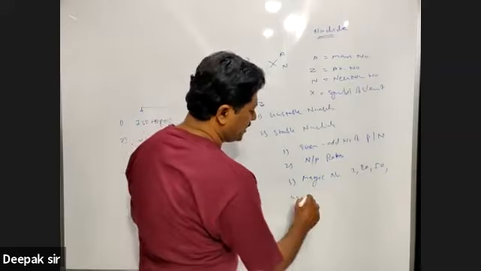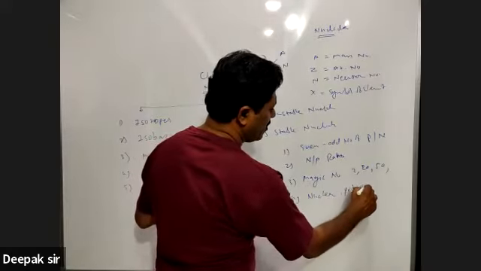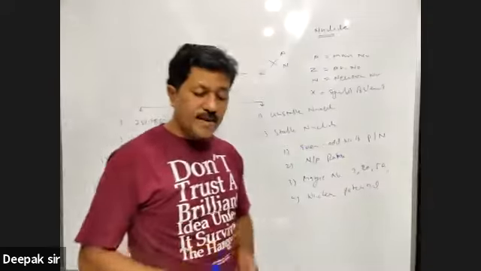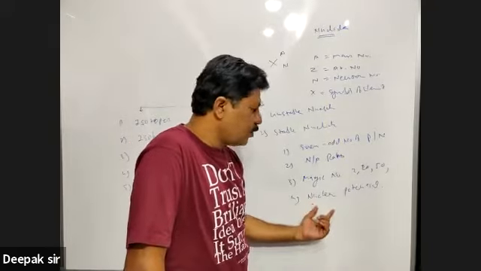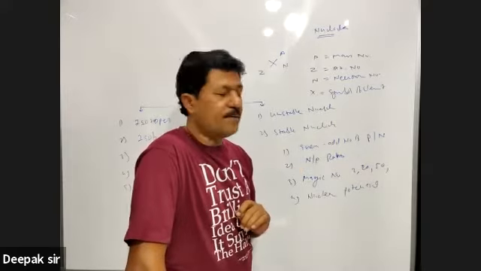Number 4 is nuclear potential. Nuclear potential is also one of the important concepts. What is this nuclear potential? This is a reason for the stability of nuclei.